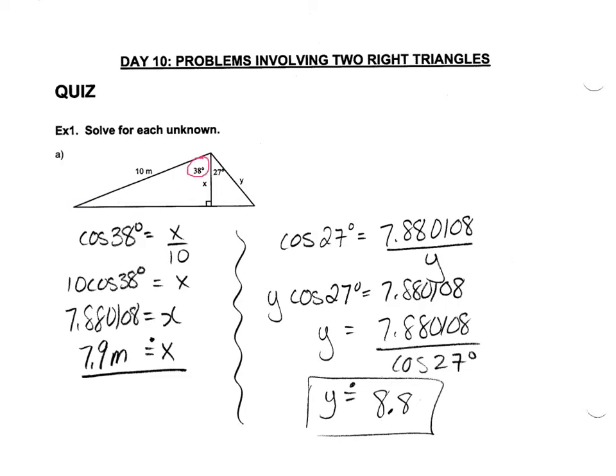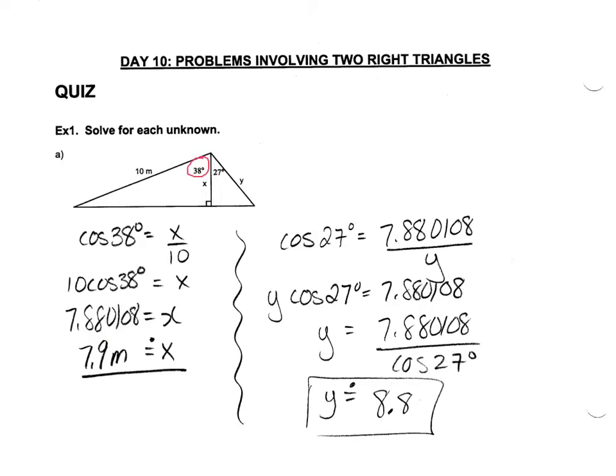If you look, x and 10 will be adjacent and hypotenuse, so that's why I'm going to do the cos of 38 equals x over 10. Since I'm dividing by 10, this will come to the other side and be multiplied. Punch this on your calculator, and I end up getting 7.9 when I round it.